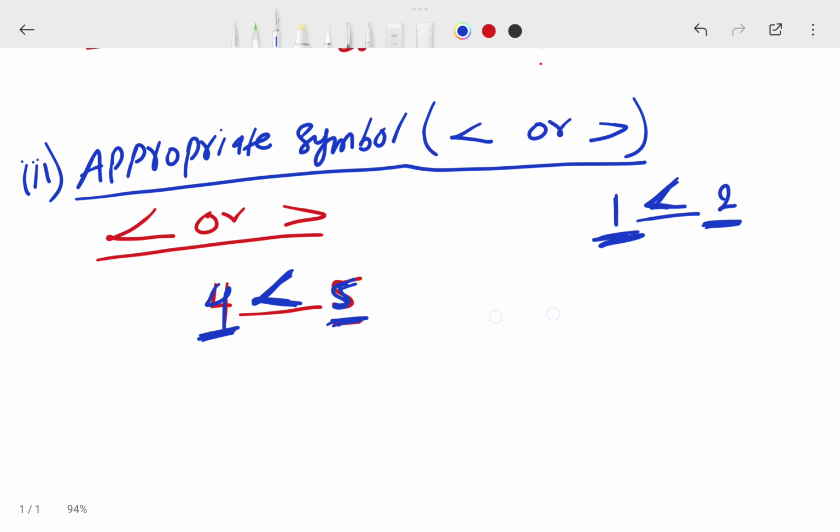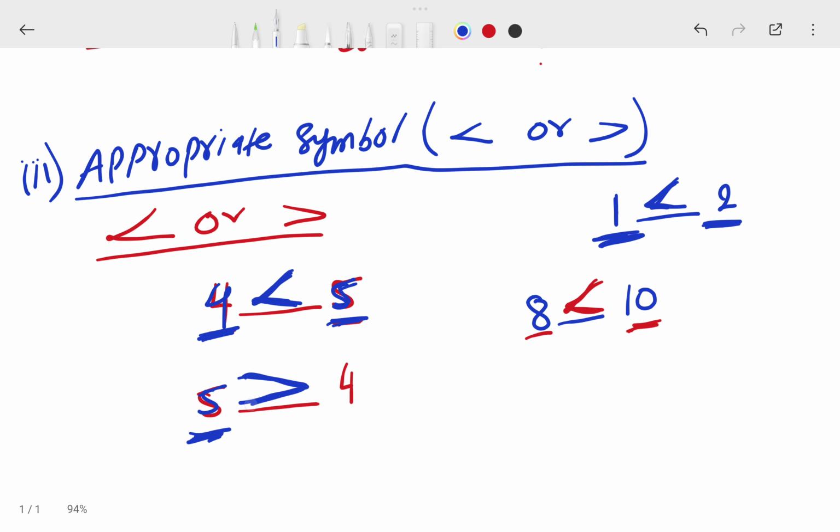Okay, now I will tell you another question. Let's suppose this is 8 and this is going to be 10. In this one which is greater? You will say, sir, this is 8, this is 10, 10 is greater, so where does its mouth open? Only on the side of 10. Now I'm taking this 5 here and 4 here. Which is greater? You will say, sir, 5 is greater, so its mouth will open. Where does its mouth open? Its mouth opens always on the greater side only.